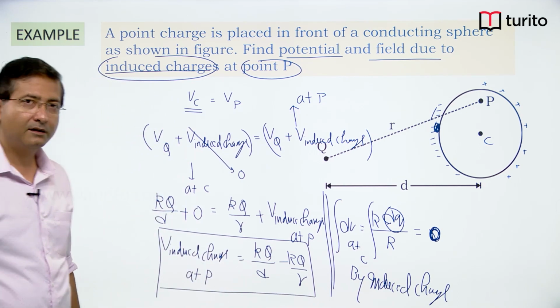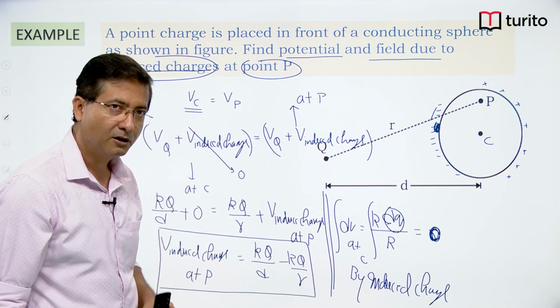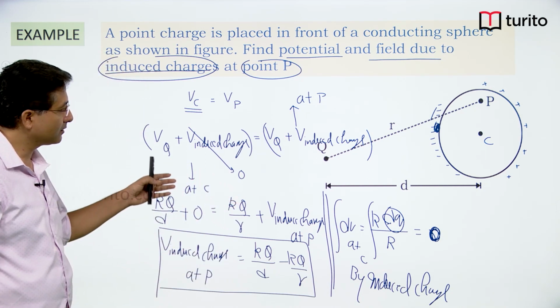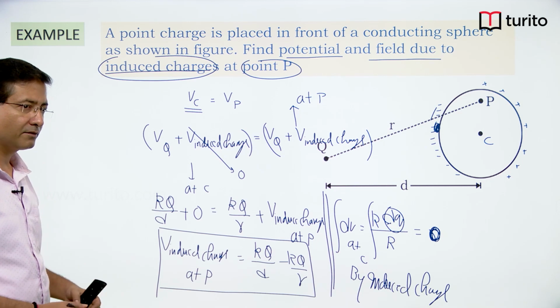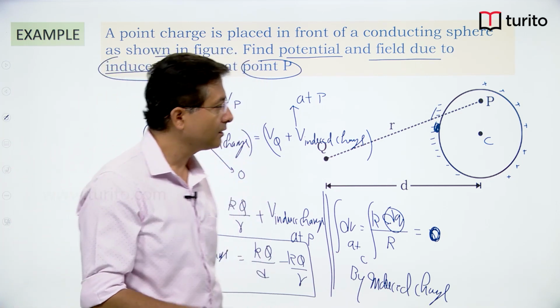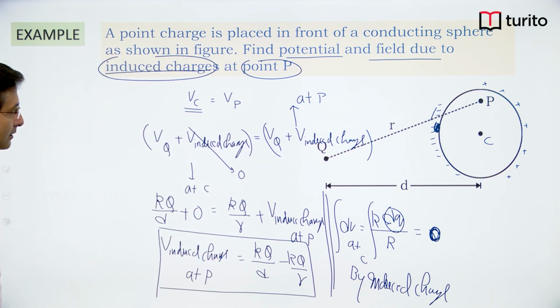We got the field, we got the potential, using the points we have discussed earlier, right. Potential everywhere is the same and inside the conductor the field is 0. Okay. Let us see the next one.